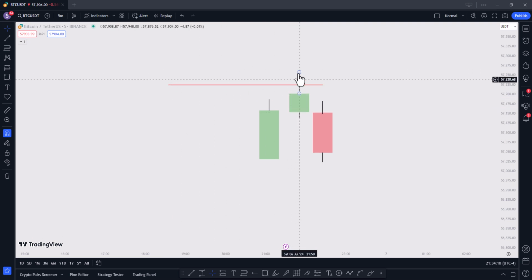So we don't have a wick, we don't have body closure. This is very, very important. We need to see only a wick above that high. If we see a body closure, then that's not a valid entry or a valid setup. If you have a slight body closure, maybe that's something that you can play with. But in most cases, preferably, we want to see only a wick.